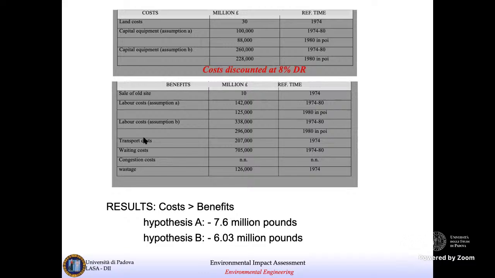In particular, in hypothesis A, the difference was 7.6 million pounds reduction, while in hypothesis B, the result was 6.03 million pounds reduction. So costs were larger than benefits, so the result was that it was not convenient to relocate the Covent Garden market, and so nowadays the historical Covent Garden market in London is still there.